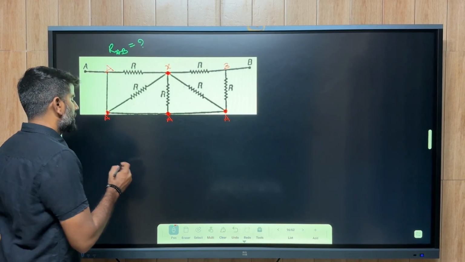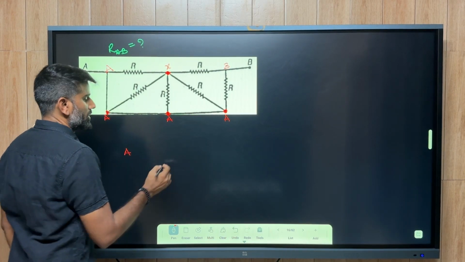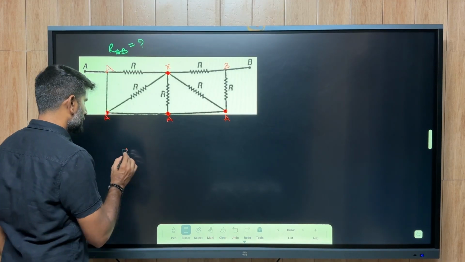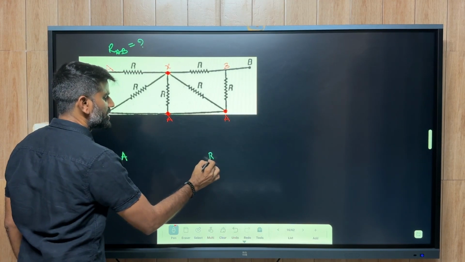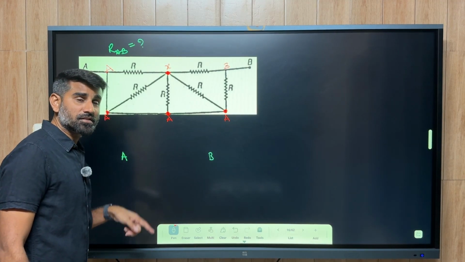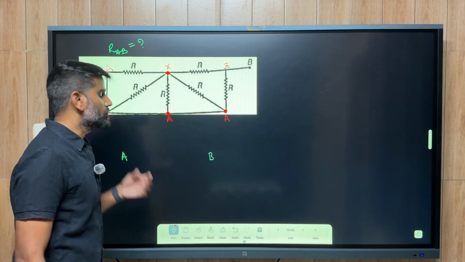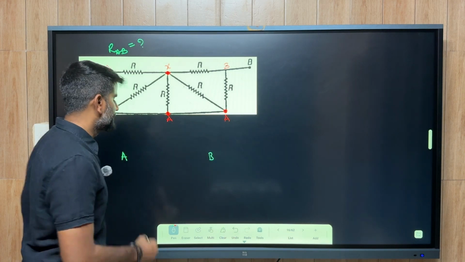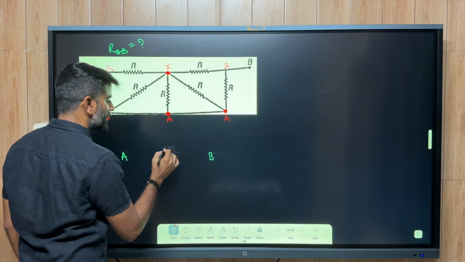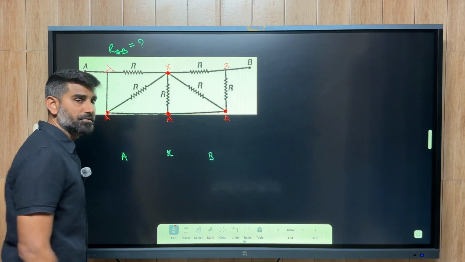Now I'm taking A here and A here and B here. We need to find the equivalent resistance between A and B only, right? So for that purpose, I am taking A and B at the farthest ends. Now X is somewhere between, so I am placing X here.